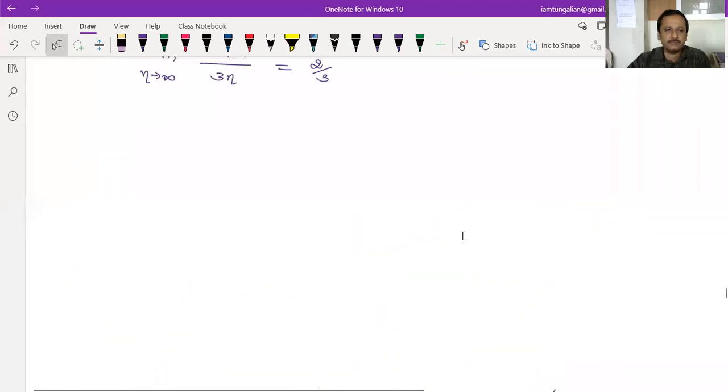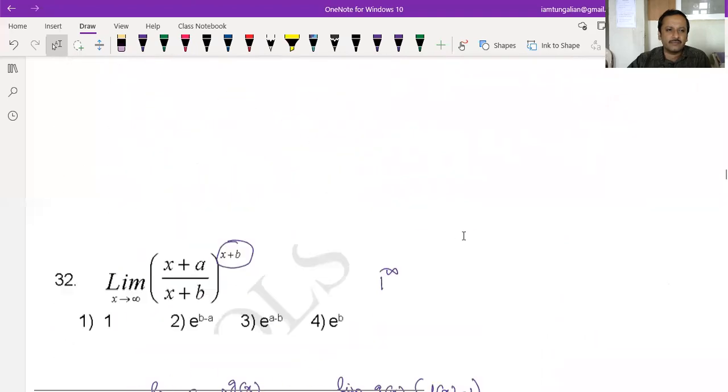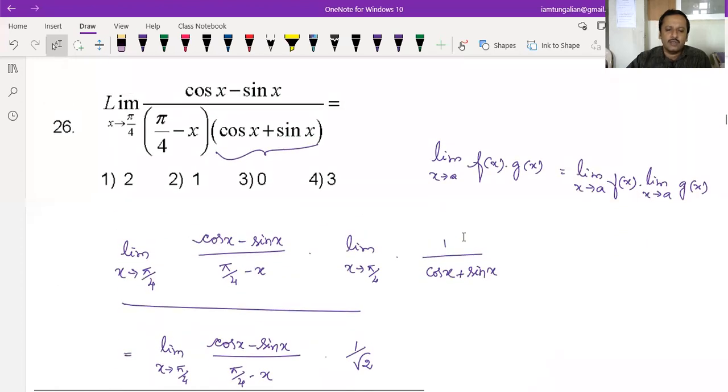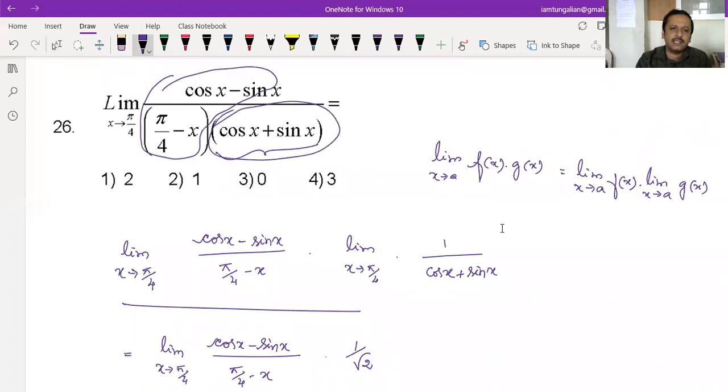26th question. So here, the limit as x tends to pi by 4 of (cos x - sin x) / ((pi/4 - x)(cos x + sin x)). If I directly apply the limit, cos pi by 4 minus sin pi by 4 is 0. Denominator also, pi by 4 minus pi by 4 is 0. Now what I am doing here is grouping them separately. This I am considering as one problem and this as another problem. So limit x tends to pi by 4 of (cos x - sin x)/(pi/4 - x) into limit x tends to pi by 4 of 1/(cos x + sin x).